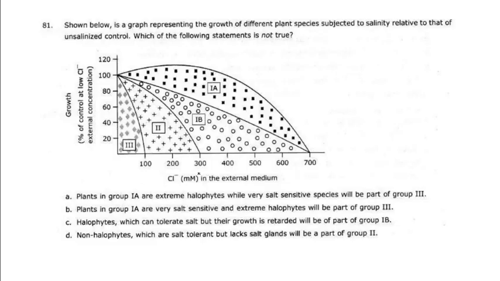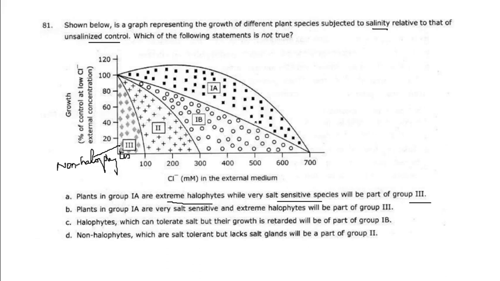So this was a question that once came in CSIR NET. Shown below is a graph representing the growth of different plant species subjected to salinity relative to the unsalinized control. Which of the following statements is not true? Plants in group 1A are extreme halophytes while very salt sensitive species will be part of group 3. Okay, so group 3 is very salt sensitive. Group 3 are non-halophytes, very salt sensitive.